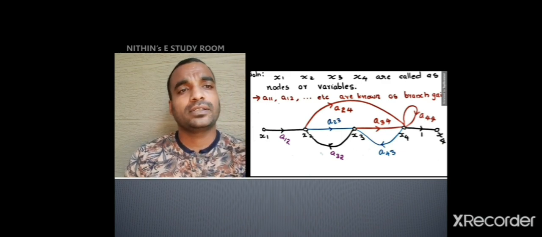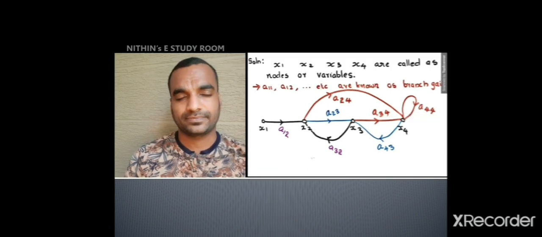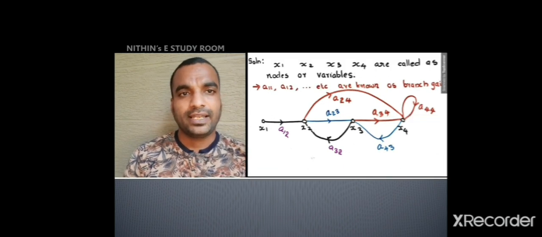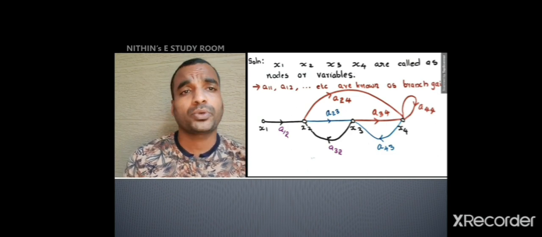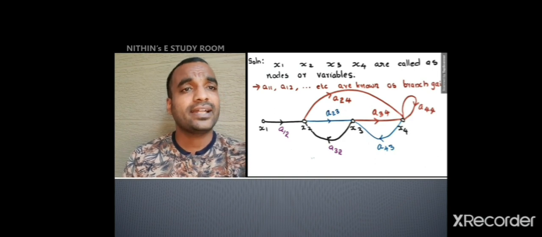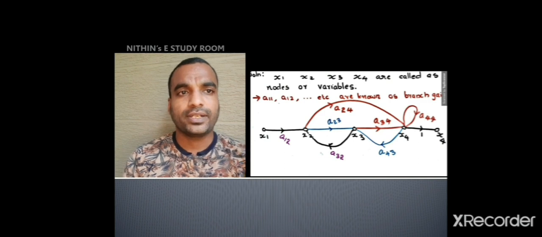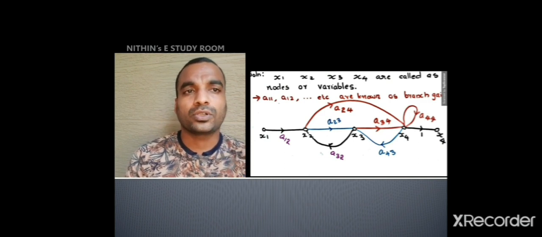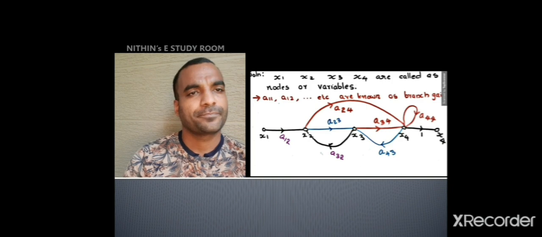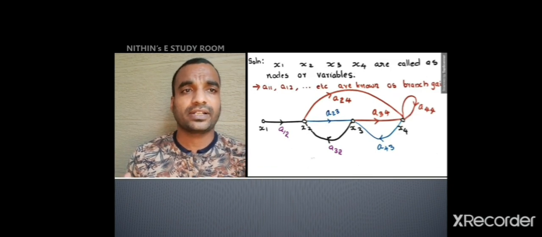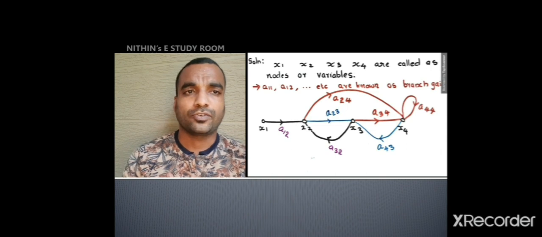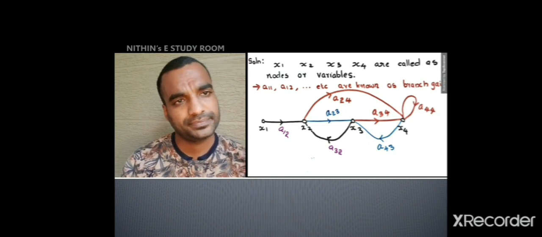So if the problem is like this, and you are asked to find x4 by x1, then without converting x4 to an output node, you cannot do this problem. For that, you have to redraw the problem like this. You have to redraw x4 into a new node with a branch gain of 1. Now you can find x4 by x1. Otherwise, with this condition, you cannot find x4 by x1.